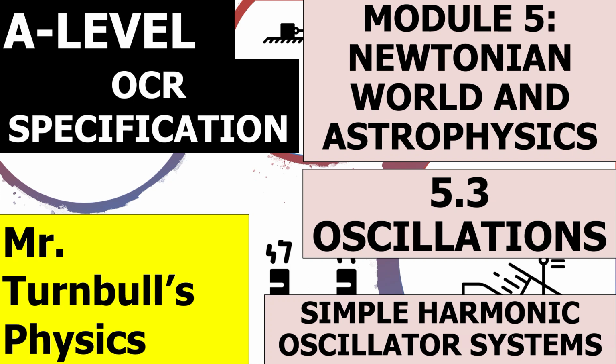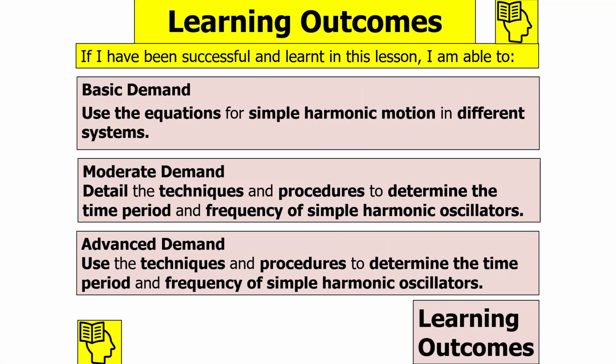Hello and welcome to this lesson for OCR A-Level Physics in Module 5, the Newtonian World and Astrophysics, in the topic of oscillations and looking at the concept of the simple harmonic oscillator systems. So if we've been successful in today's lesson, we should be able to use the equations for simple harmonic motion in different systems, detail the techniques and procedures to determine the time period and frequency of simple harmonic oscillators.